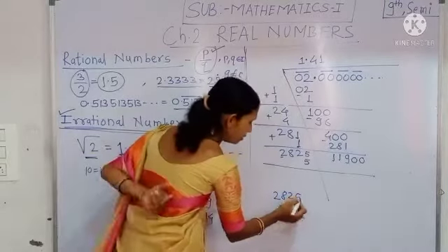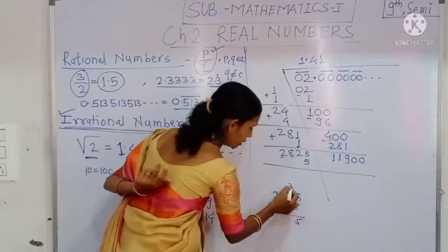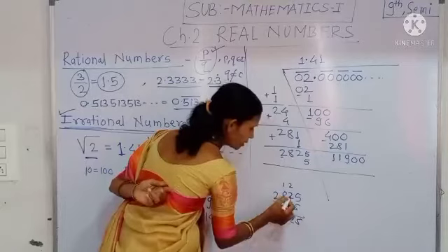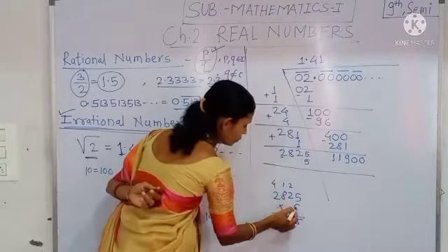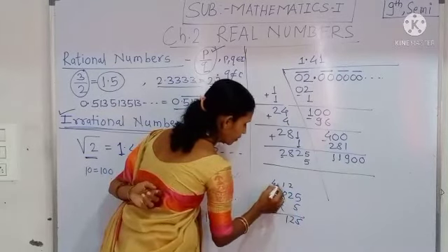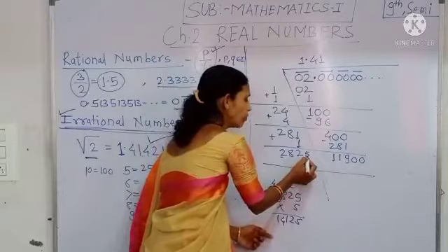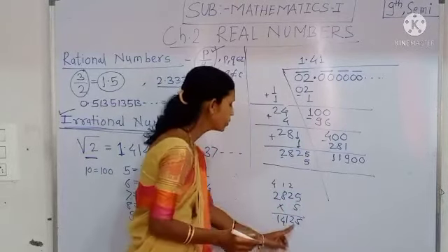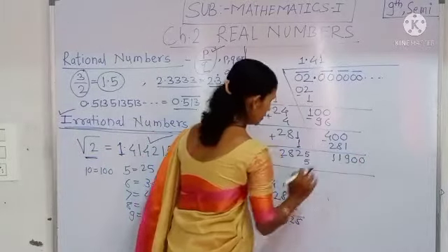See here, 5 5s are 25, carry 2. 5 2s are 10 plus 2, 12, carry 1. 5 8s are 40 plus 1, 41, carry 4. 5 2s are 10 plus 4, 14. See here, if we put the digit 5 here, then we get 14,125, which is greater than 11,900.